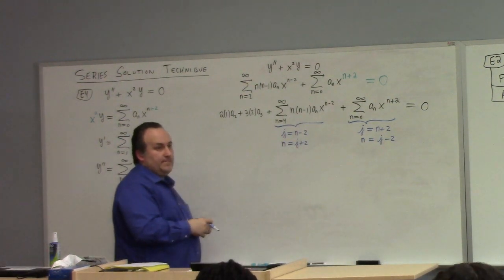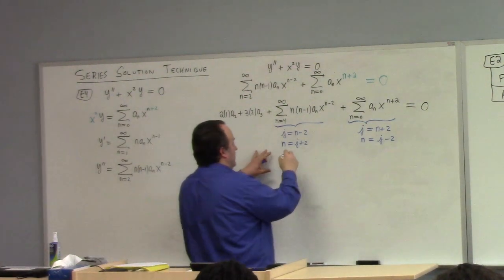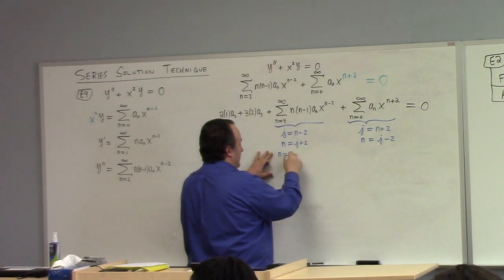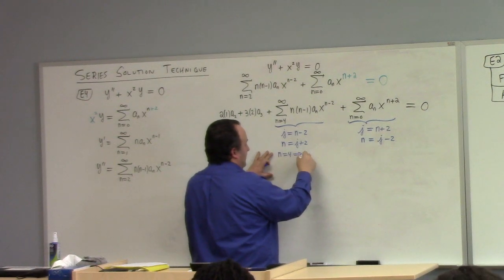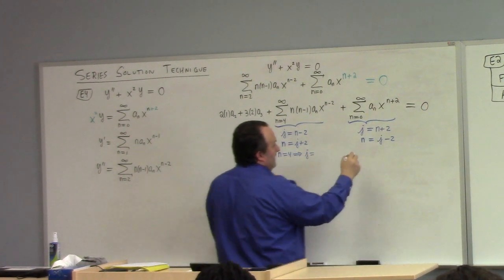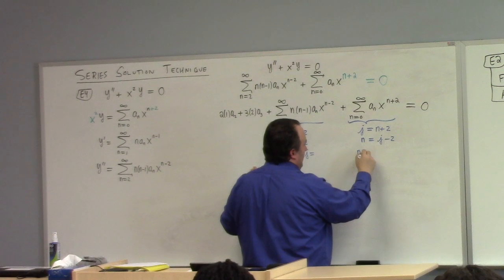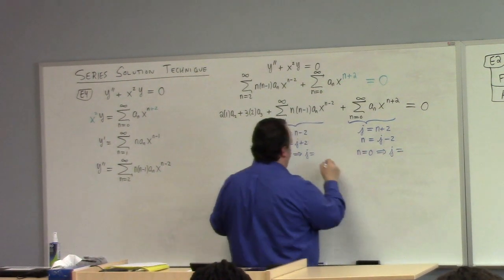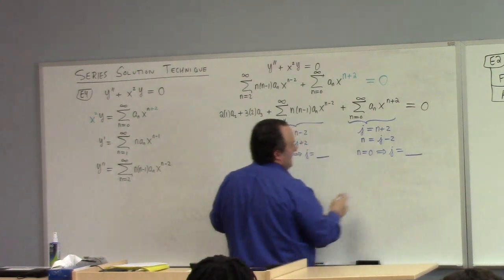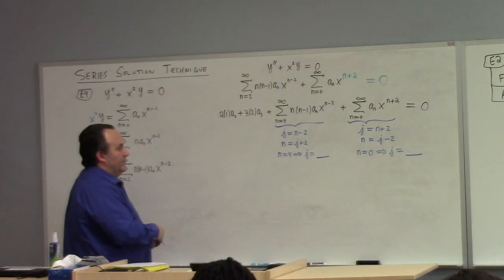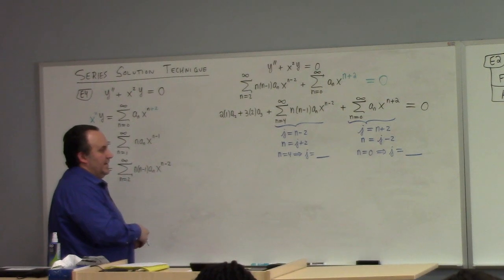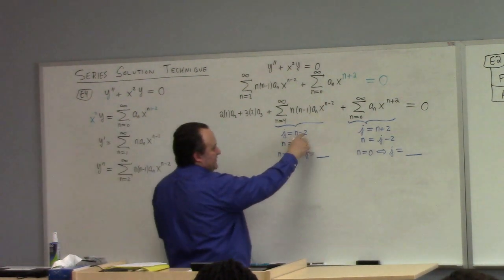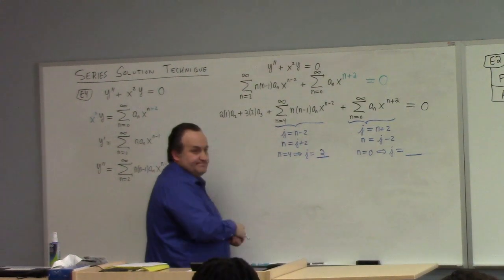Notice that n equals 4 implies j equals what? Fill in the blank here. Well, if n equals 4, 4 minus 2 is 2.